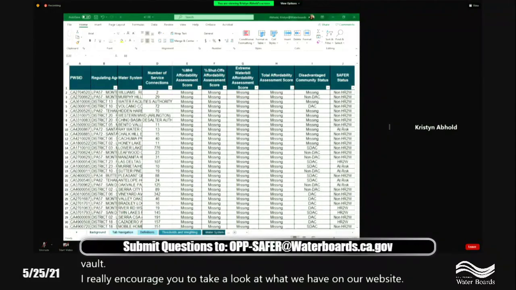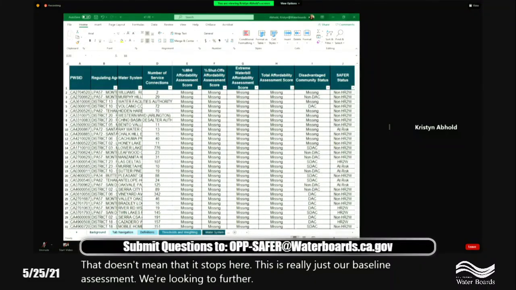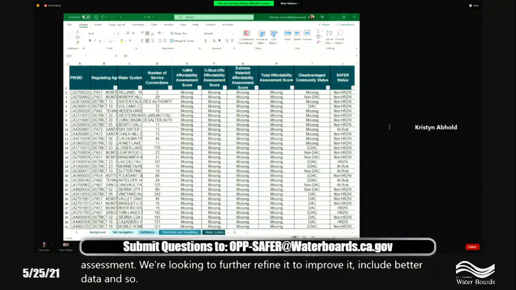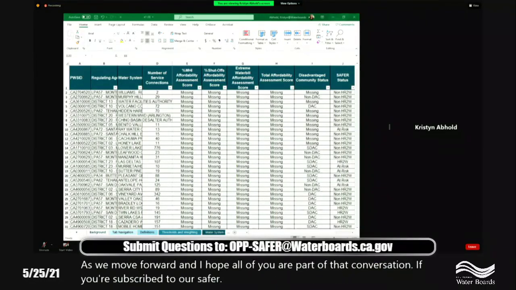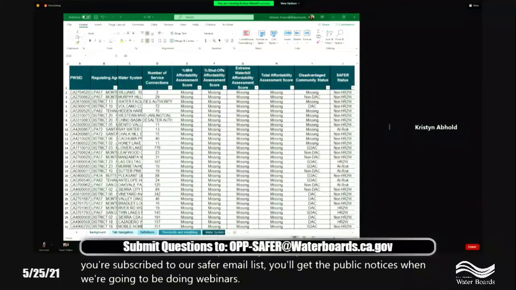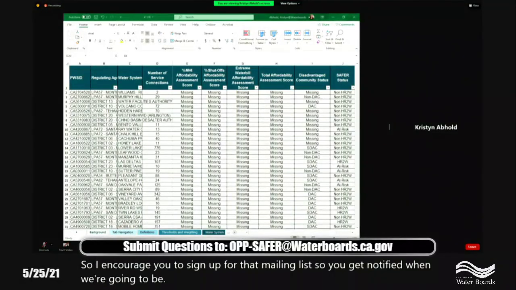And that doesn't mean that it stops here. This is really just our baseline assessment. We are looking to further refine it, to improve it, include better data. And so we're going to continue to work with our NGO partners, our water systems, and other stakeholders as we move forward. And I hope all of you are part of that conversation. If you're subscribed to our SAFER email list, you'll get the public notices when we're going to be doing webinars and workshops. So I encourage you to sign up for that mailing list so you get notified when we're going to be hosting these, if you want to weigh in on how this methodology evolves over time.